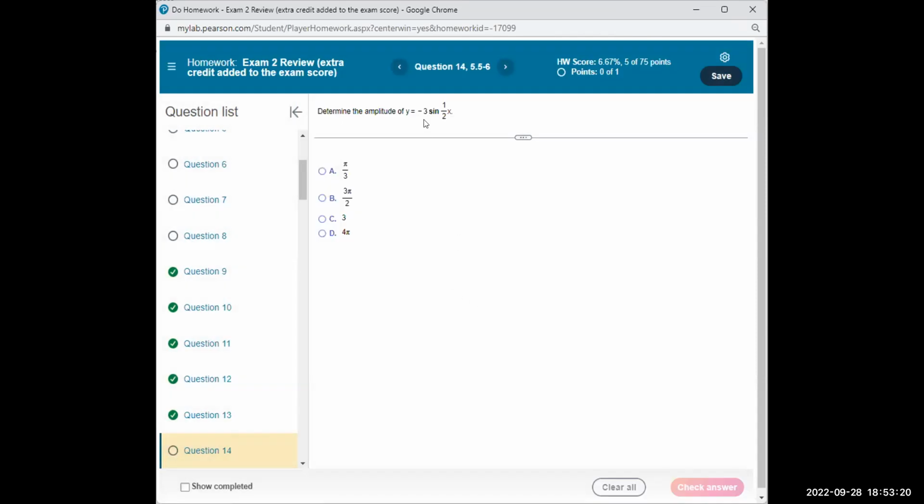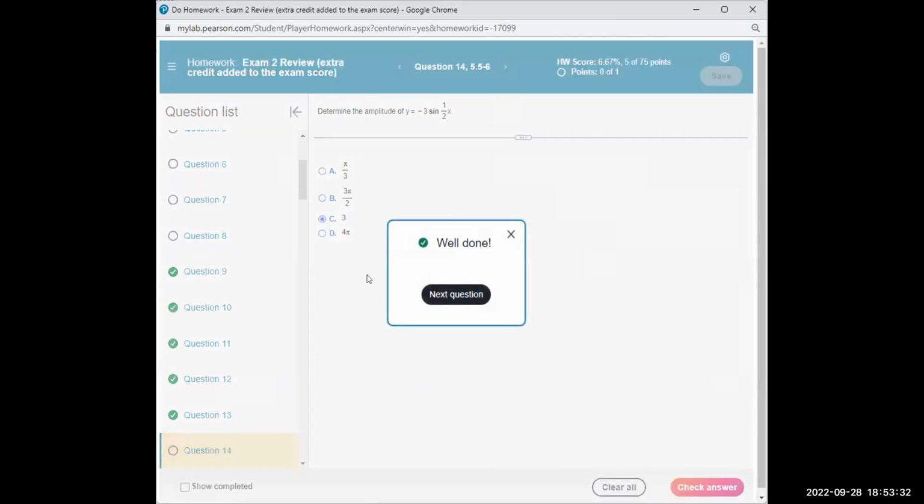Now here again, we're asked to determine the amplitude. The constant in front of the sine is -3. So we take the absolute value. So the amplitude is 3. And the amplitude is just the height of, I should say the distance from the x-axis to the point farthest away from the x-axis.